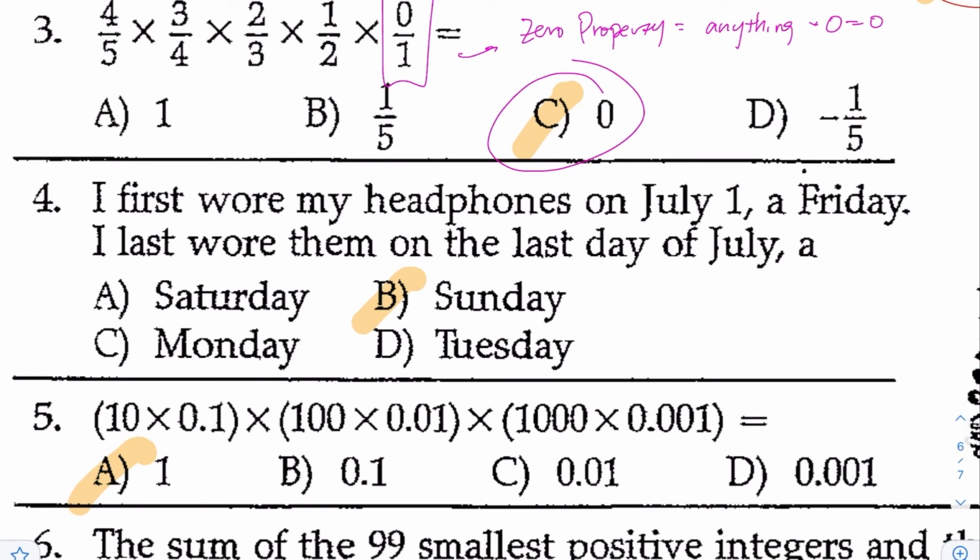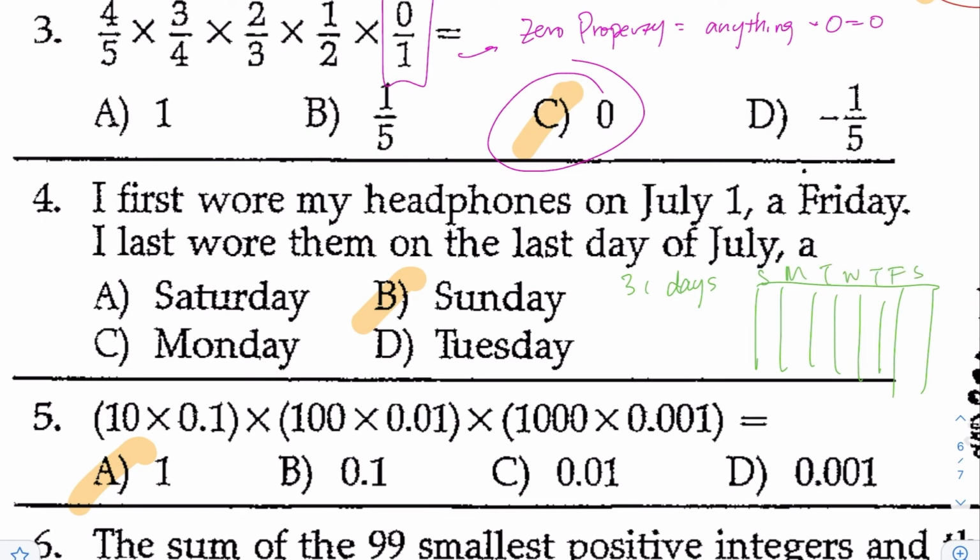Next, for number 4, I first wore my headphones on July 1st, which is the Friday. I last wore them on the last day of July. So July has 31 days, so you can draw a calendar. Let's start with Sunday, Monday, Tuesday, Wednesday, Thursday, Friday, and Saturday.